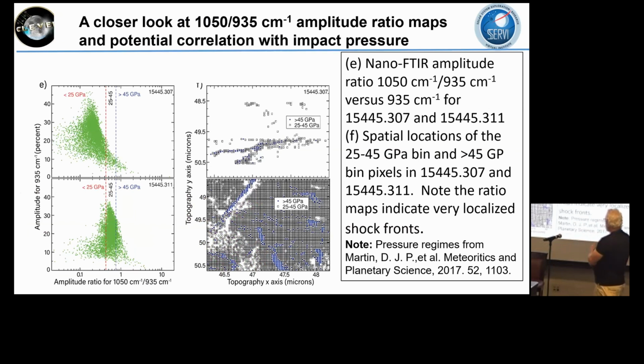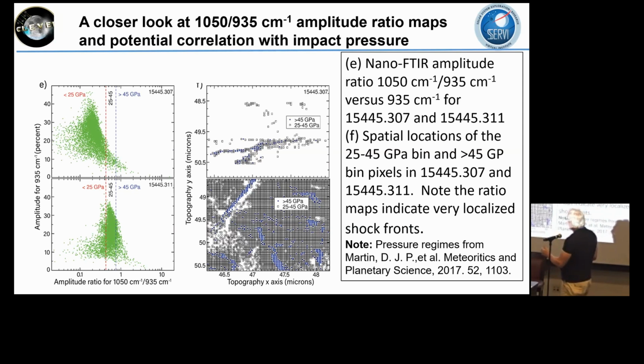So using the pressure regimes that you can extract from this paper by Martin, you can replot this. It's the ratio, the 1050 to 935 ratio versus 935, and you can bin them with respect to the ratios that are correlated with the pressure that came from this paper. And you see that in this sample here, these are all clustering at less than 25 gigapascals. This zone here, in terms of the ratio, is correlated with 25 to 45. And then there's this high pressure zone above that.